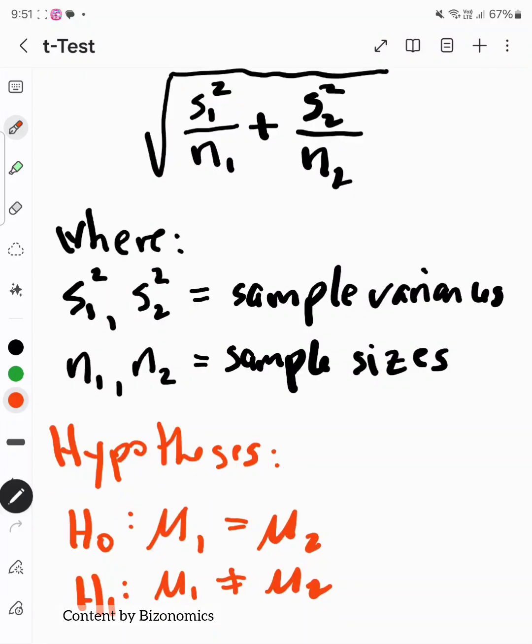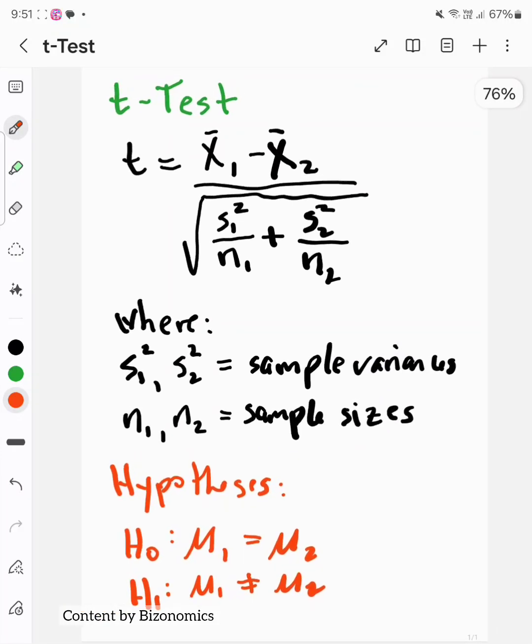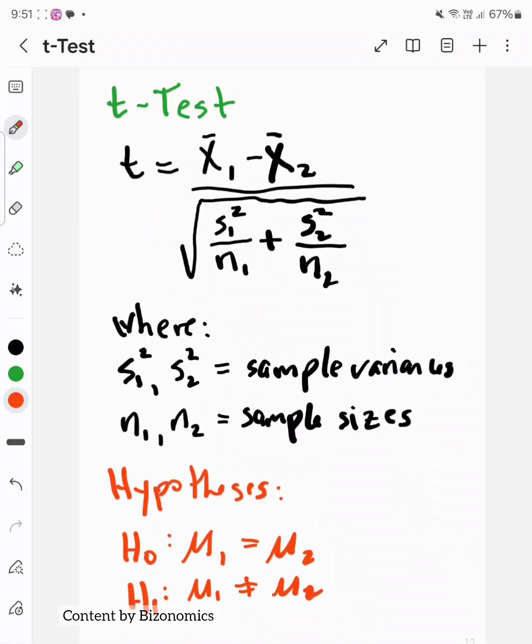Another example is that we test if the mean annual return of two different stock portfolios is the same. Another example, compare the average daily sales of two retail stores in different locations.